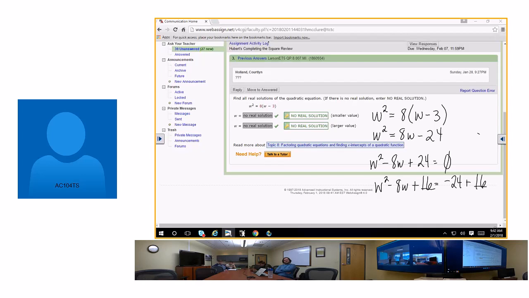16. Now that's going to give you shortcut number 2, which is W minus 4, quantity squared, is equal to negative 8. What's the problem here? There's a problem. What is it? For some of you that remember completing the square and quadratics, what's the problem?